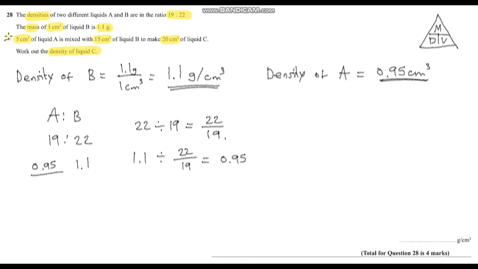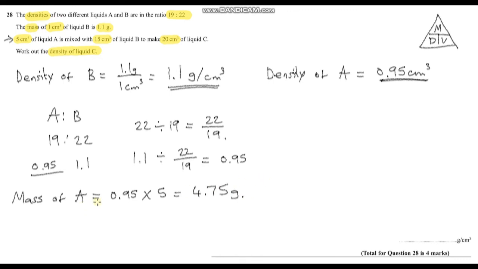So we've got the density of A now, and we've also got the volume of A, because we can see in this line here, it says 5 centimetres cubed of liquid A is mixed. So if we've got the volume and we've got the density, we can now work out the mass of liquid A. So mass of A, well, that's going to be the density multiplied by the volume. So it's going to be 0.95 multiplied by the volume, which is 5. So 0.95 times 5, we get 4.75, and that will be in grams.